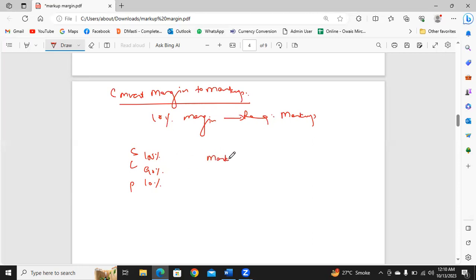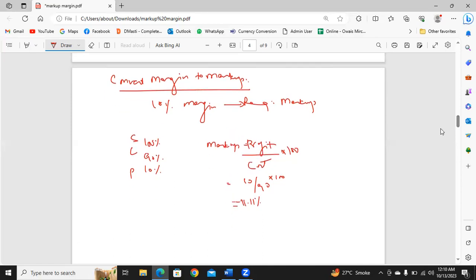Now what is markup? Markup is profit over cost. So profit is 10%, cost is 90%, into 100. So it will be 11.11%.